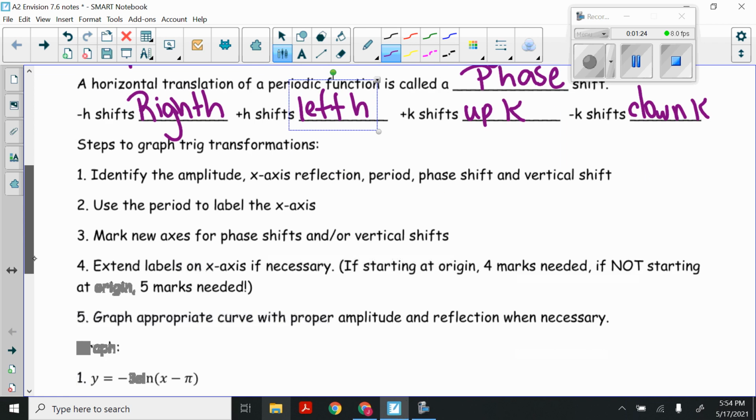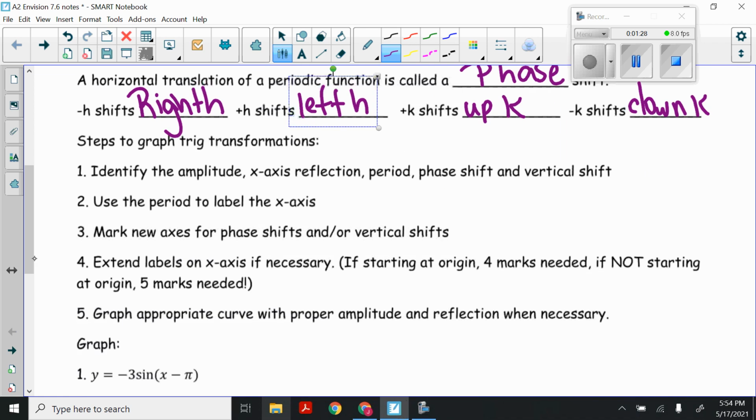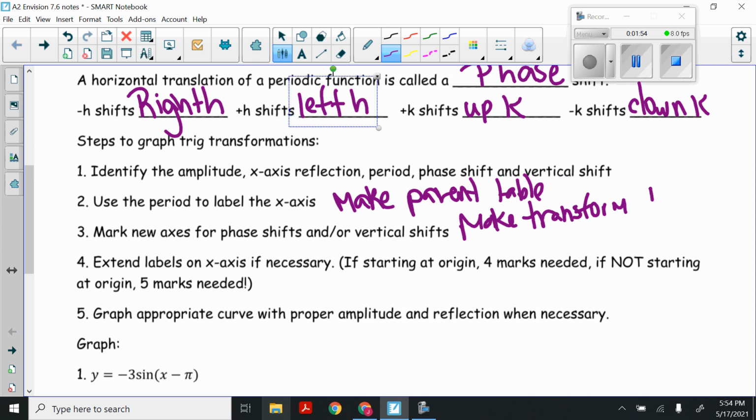Steps to graphing a trig transformation. Identify the amplitude, the x-axis reflection, period, phase shift, vertical shift. Use the period to label the x-axis. We are actually going to make a table because we've been struggling, I think, the past few days. So I'm going to have us make a parent table. And then we're going to make our transformation table, like what we've been doing on everything else when we were doing transformations of parabolas, cubics, logs, all of those. So we're going to kind of go back to that.